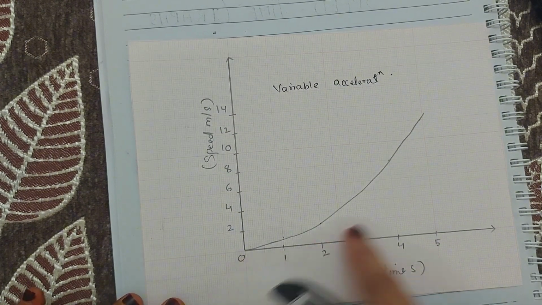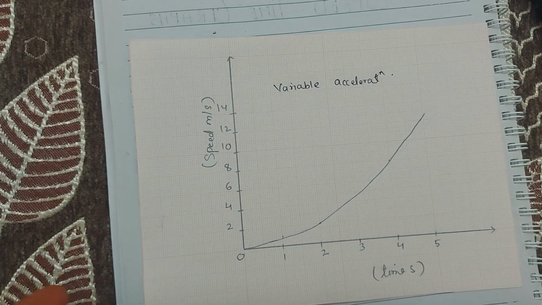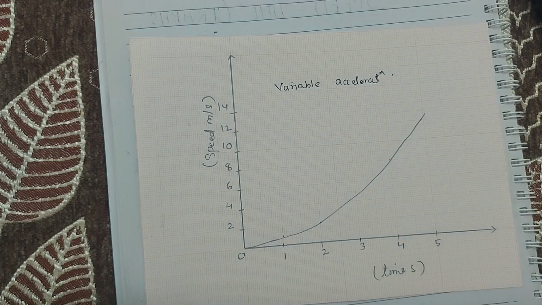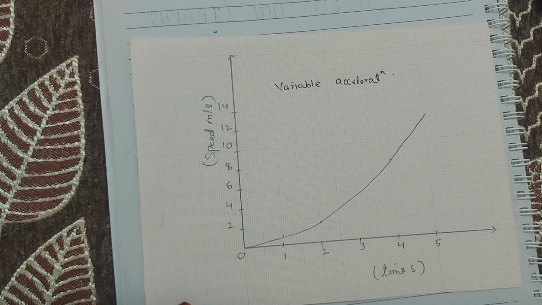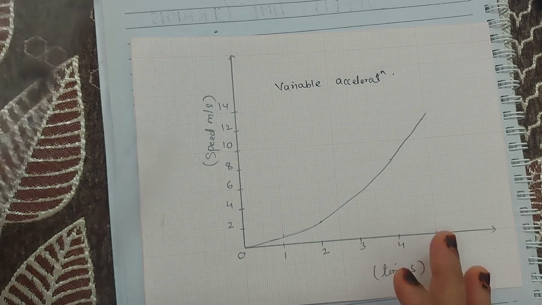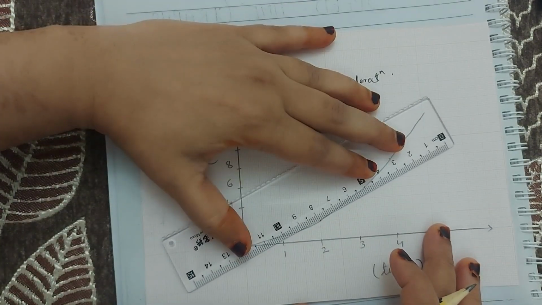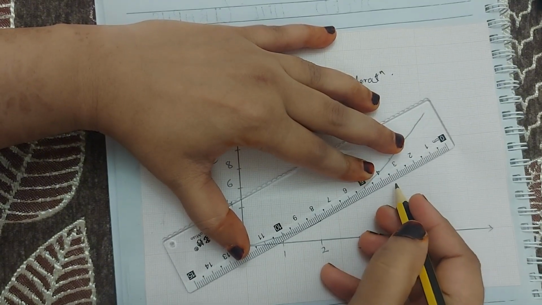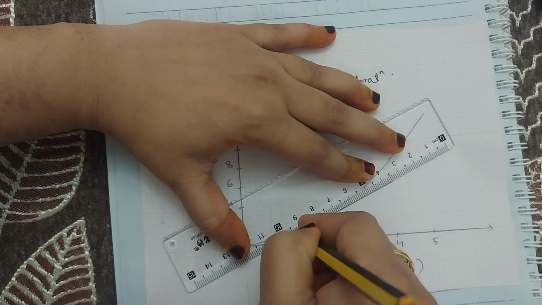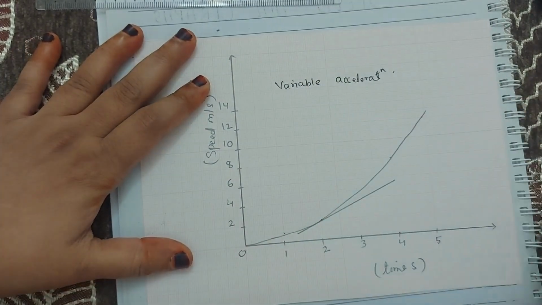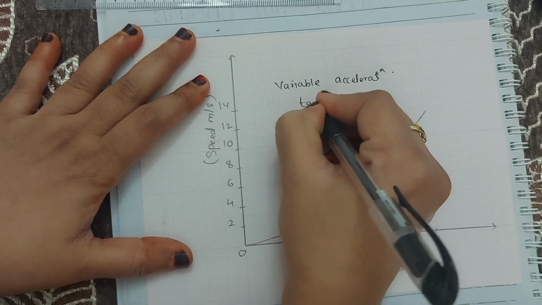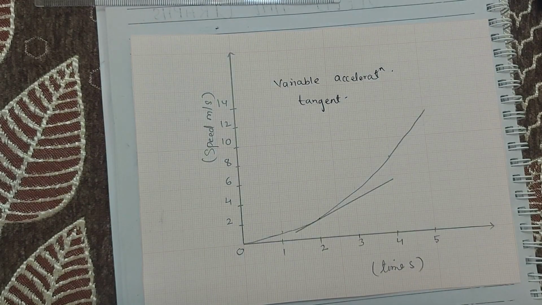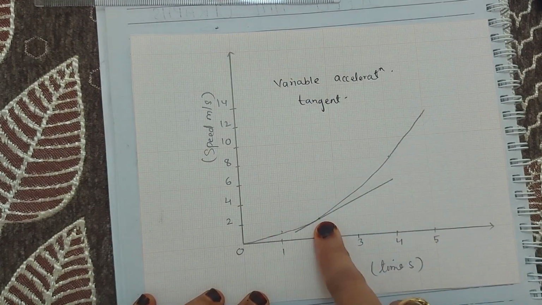And if you see how you will find out the gradient of this graph, as you can see, it's a curve, it's not a straight line. To find out the gradient of a curve, what we do is draw a tangent. So take any point from this curve, like suppose I'm taking this point for 2 seconds, and draw one tangent. What is tangent? Tangent is nothing but a line that touches your curve at a single point.